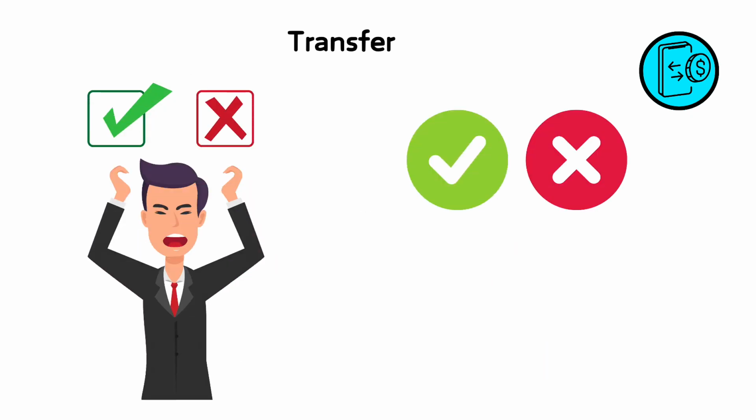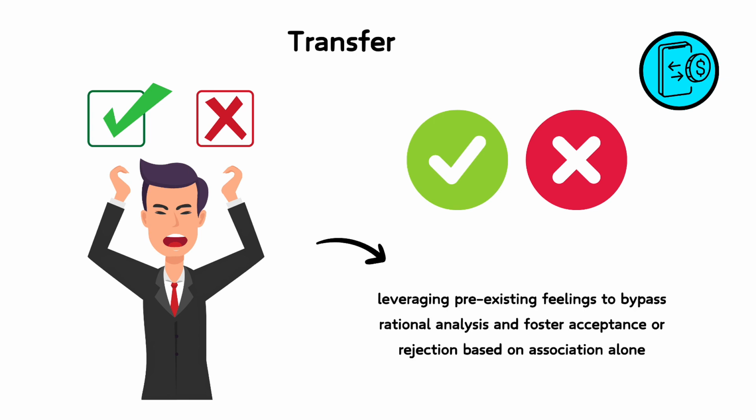Conversely, linking it with a negative symbol can tarnish its image. It's akin to putting a wholesome, family-friendly brand logo on a new product to suggest that it shares the same values. This method manipulates emotions and perceptions subtly, leveraging pre-existing feelings to bypass rational analysis and foster acceptance or rejection based on association alone.